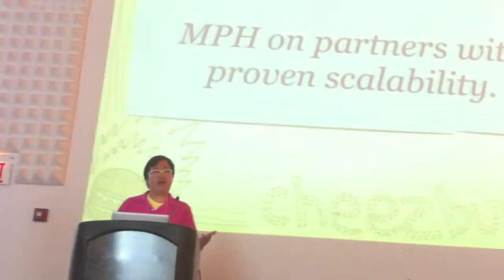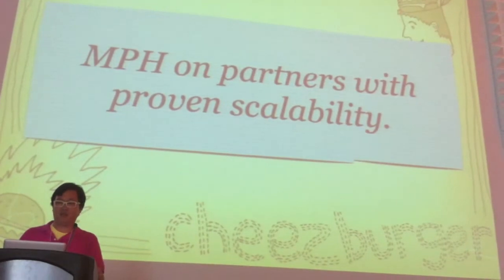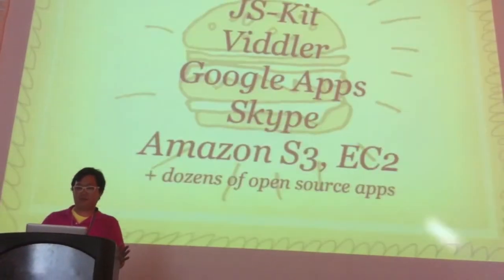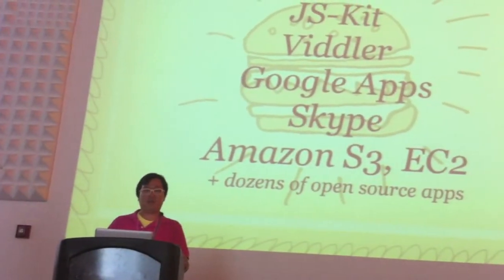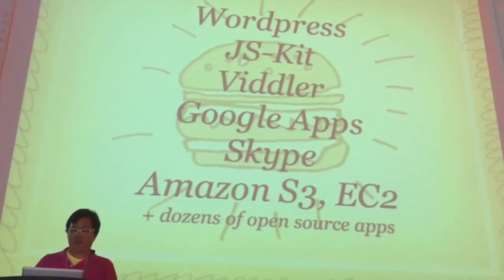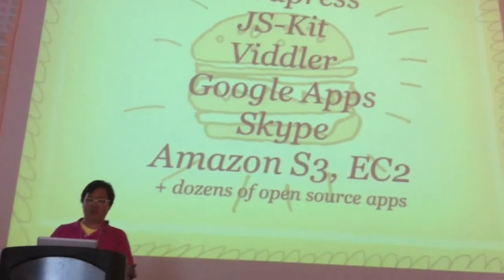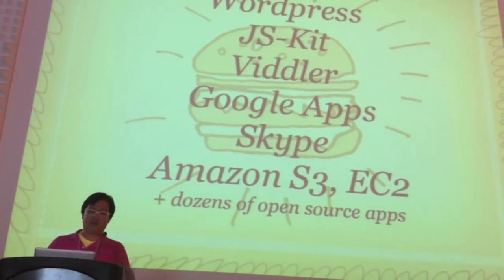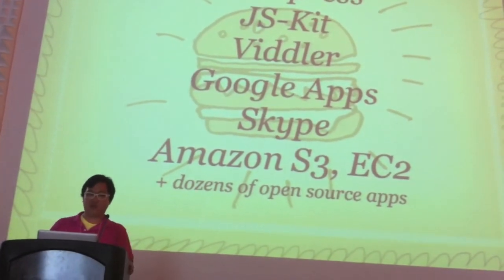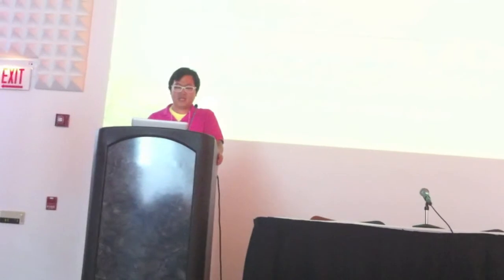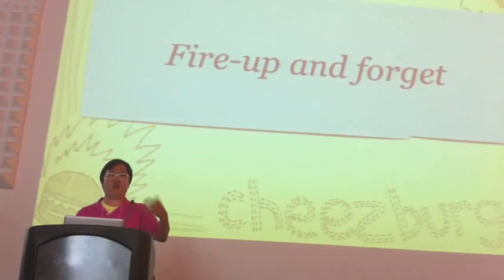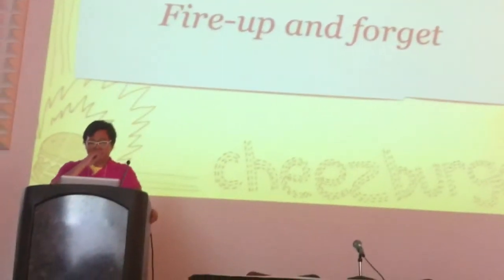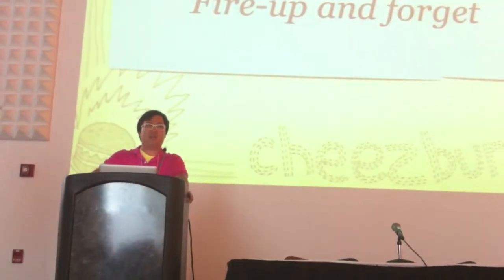So we, Mr. Potato Head, partner with proven scalability, and I'll explain that in a minute. These are companies that we partner with: WordPress, JSKit for our ratings and comments, Vidler for our videos, Google Apps, Skype, Amazon S3, dozens of open source applications. And what they have in common is that they're fire and forget. You just create a WordPress.com account, create a blog, or you get on Skype, and let's say there's a problem, let's say Skype is down.